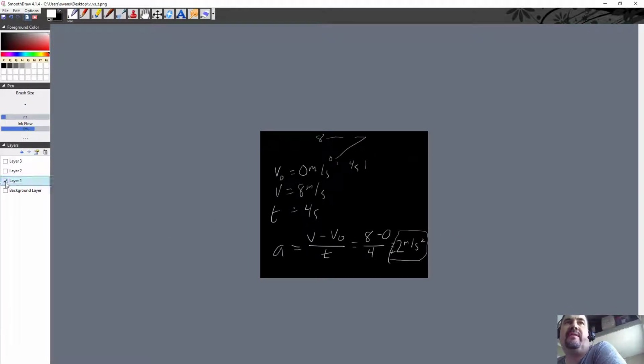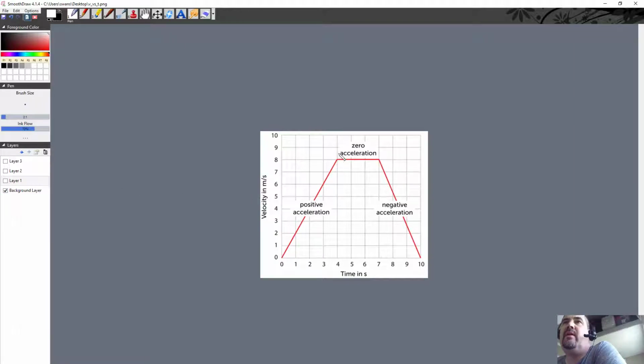Now if we check off and go back here, what is the acceleration here? You don't need to calculate anything. It's 0. It's totally flat. It's staying 8 meters per second the whole time. So what question could I ask? I don't know. Is there acceleration here? No. That's a good question. What about, is it at rest right here? No, it's not at rest. It's moving. It's moving at 8 meters per second.